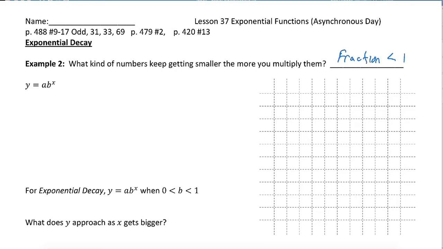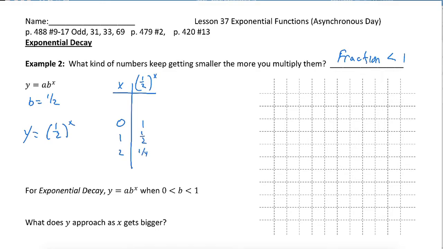So if we try an exponential function where the b is a fraction, so it would be y equals, I'm just going to leave a as 1 for now, 1/2 to the x. Well, this time, we'll start with, we know that anything to the 0 power is 1, but the bigger your exponent gets, 1/2 to the first, 1/2 to the second, 1/2 to the third, the more you multiply by 1/2, the smaller you'll get.